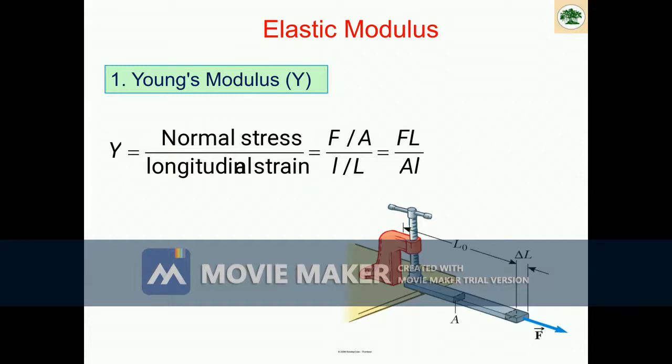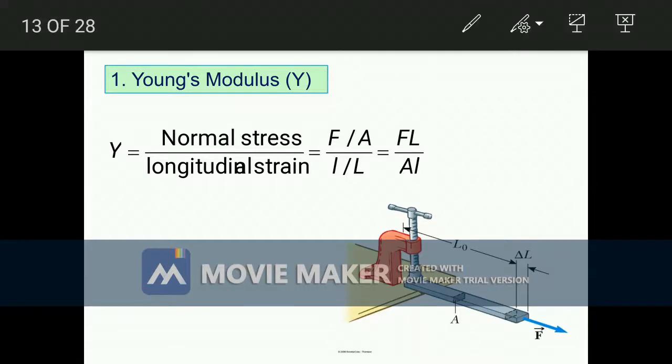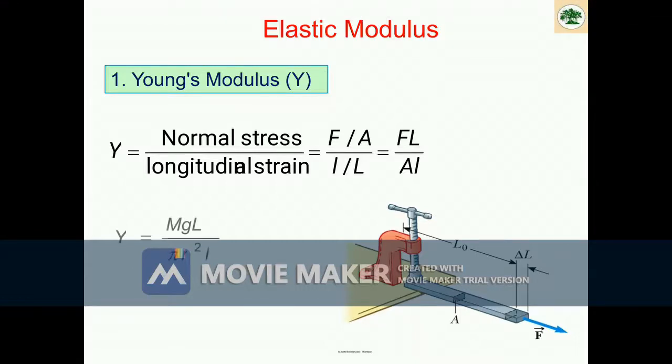There is a diagram. In that diagram, capital L is the length of the object, the original length. When force is applied, there will be a change in the length of the rod, and that change or extension is small l. Therefore, the ratio becomes Y equal to F into capital L upon A into small l.